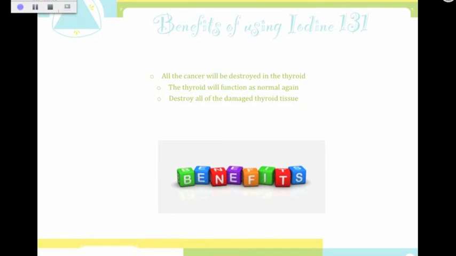Benefits of using iodine-131 treatment are that all the cancer will be destroyed in the thyroid so the patient will be cancer-free. If the patient had an overactive thyroid, then after the treatment, the thyroid will function as normal again. The iodine-131 will destroy all the damaged thyroid tissue even if the thyroid has not been taken out.